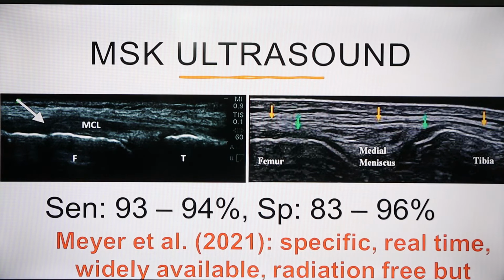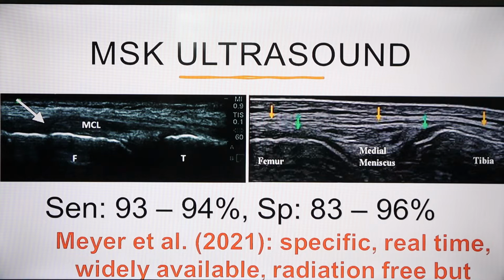MSK ultrasound is commonly done by us sport physicians, but not commonly used by surgeons. It has very high sensitivity, 93 to 94%, because it is a superficial structure, and specificity of 83 to 96%. However, sadly, as reported by Mayer, it is specific, real time and widely available, but not commonly used in clinical practice, and it is operator dependent.